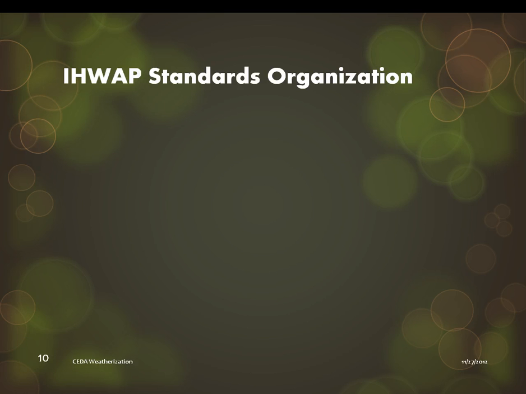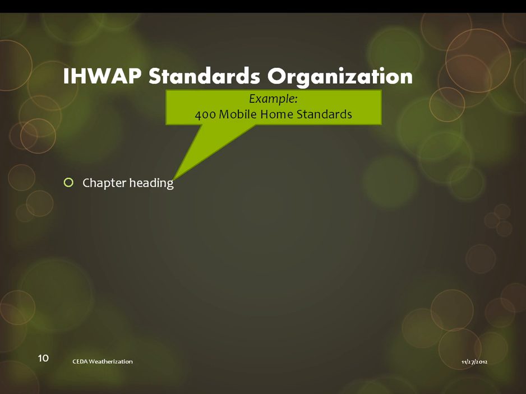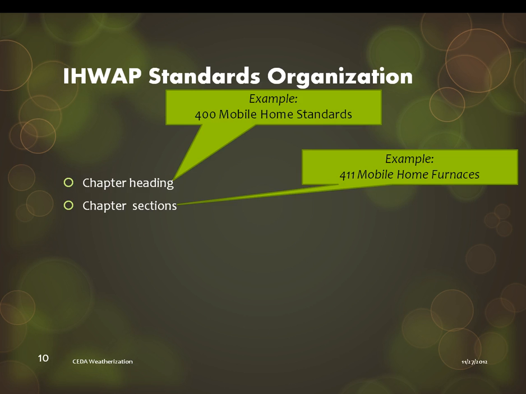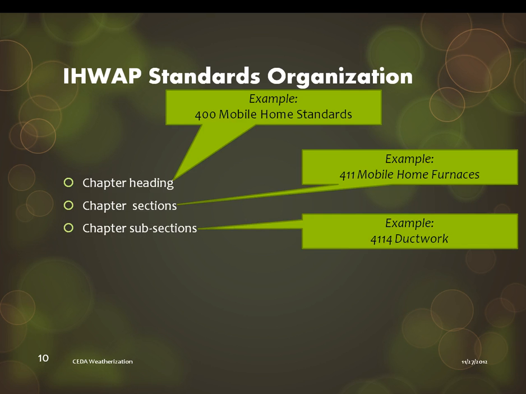So our standards are organized in the following way. First is the chapter header, for example, 400 section, mobile home standards. And after that comes the chapter sections, for example, 411, mobile home furnaces. What we've done is we've added an extra couple of digits, so from 400 to 411. Below that are chapter subsections. Now we add a fourth digit in there, for example, 4114, ductwork for mobile home furnaces.